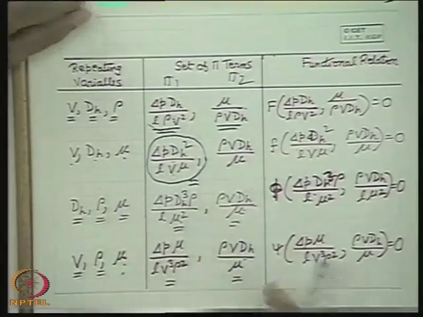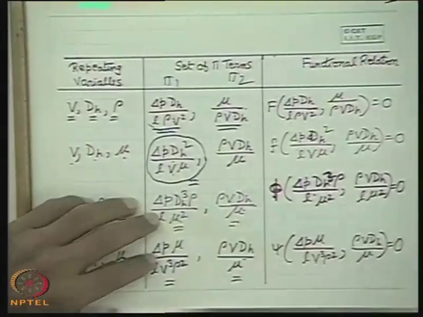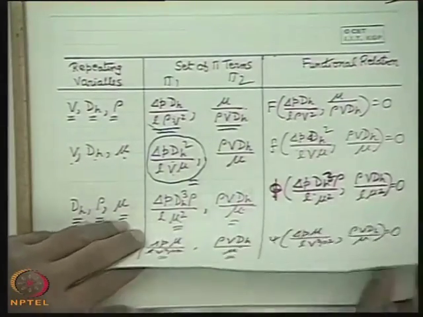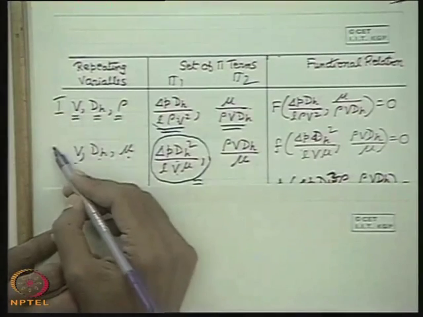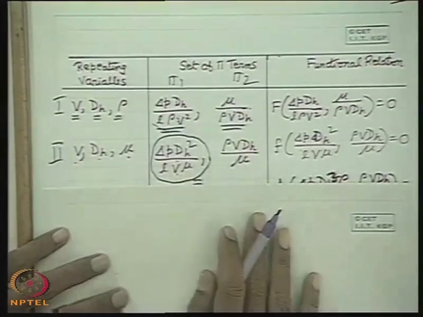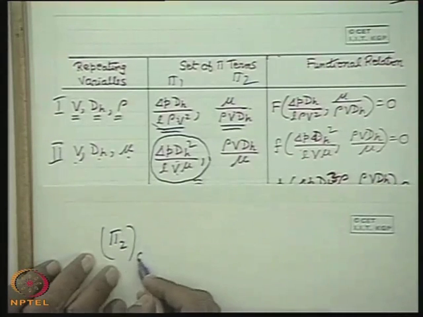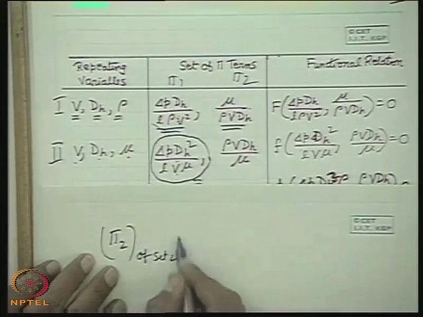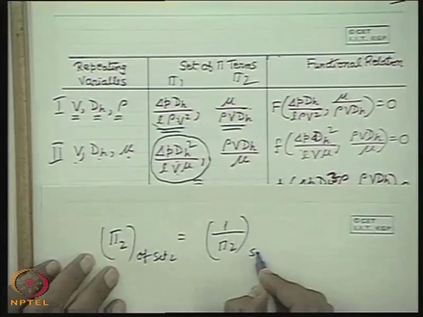How? It is very simple. If you compare the pi terms of 1 and 2, let this be set 1, let this be set 2. Then you see the pi 2 of set 2 is 1 by pi 2 of set 1.